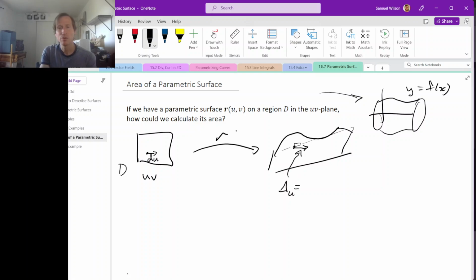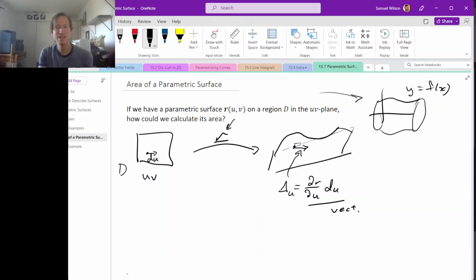Well, remember how this worked out when we were doing substitutions. You take your coordinate functions and you just take their derivatives with respect to the variable that you changed. So if we take this parametric surface and take its derivative with respect to the variable we changed, that's partial r partial u, times du. Now this is a vector.